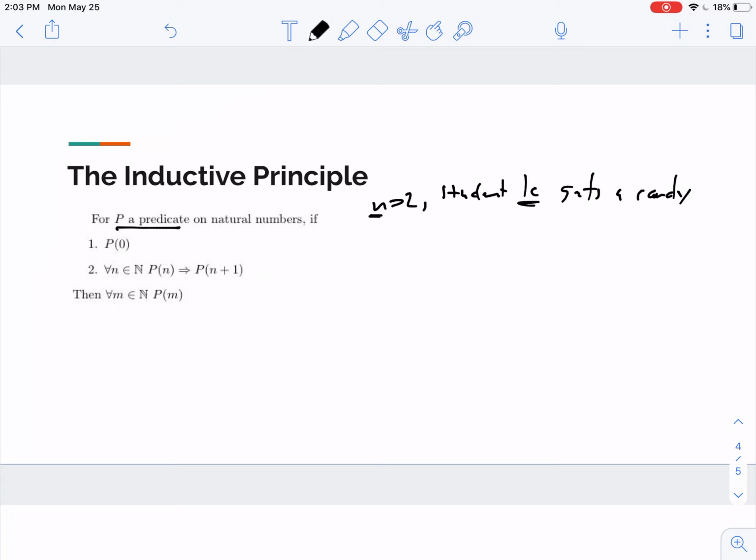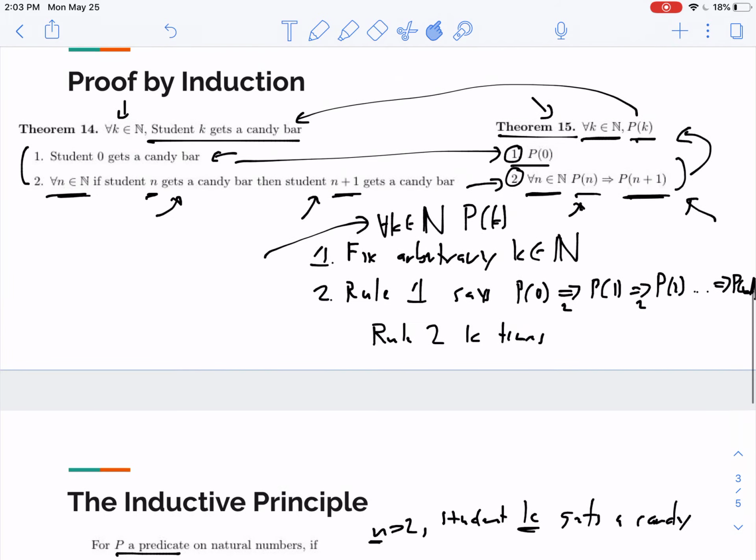But for any predicate on natural numbers, for any statement about the natural numbers, if we prove first that the statement is true for 0, and then we prove that for any natural number, if the statement is true for that natural number, it's also true for the natural number following it, then that implies that the statement is true for all natural numbers. And remember, the reason for this is just what we talked about earlier. It's basically a domino effect.